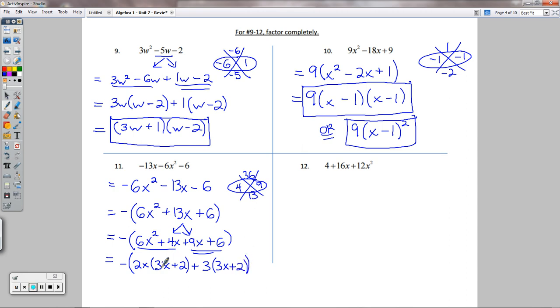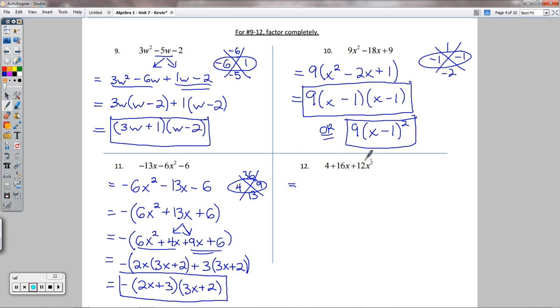If you get the same thing here and here, that's a good thing. That's what we want to happen. That means you probably did it right. So this would be 2x plus 3 together. Both of those things are being multiplied by 3x plus 2. The negative factored out. All that together is your final answer.